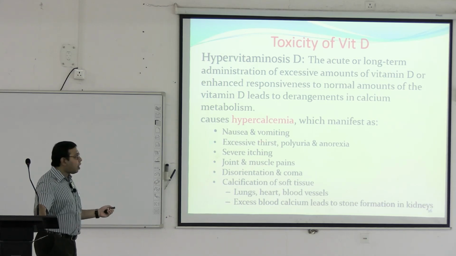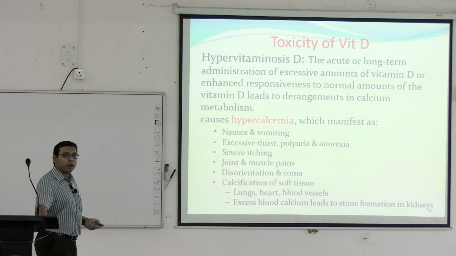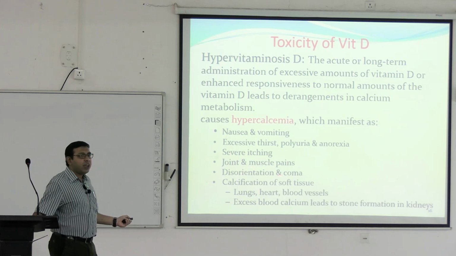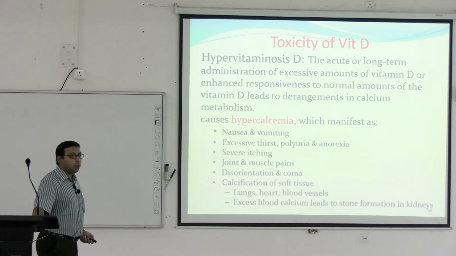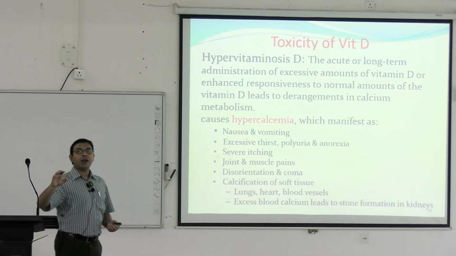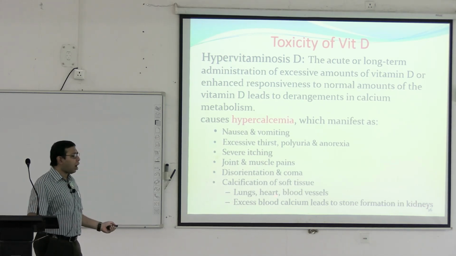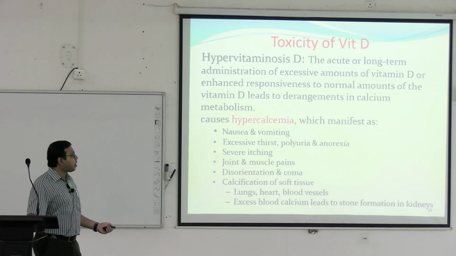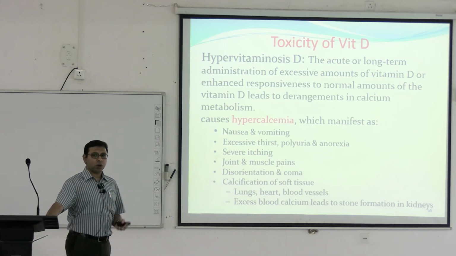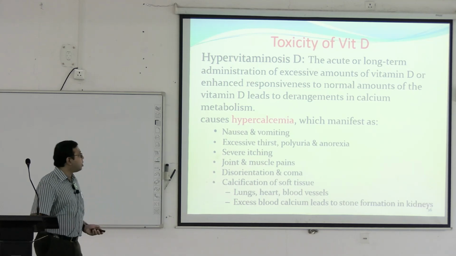That is manifested as nausea, vomiting, excessive thirst, polyuria, and anorexia. Polyuria means there is frequent urination, severe itching, joint and muscle pain, disorientation, coma, and calcium may be deposited in different tissues: lungs, heart, blood vessels. Excess blood calcium leads to stone formation in the kidney. So kidney stone formation can also happen.